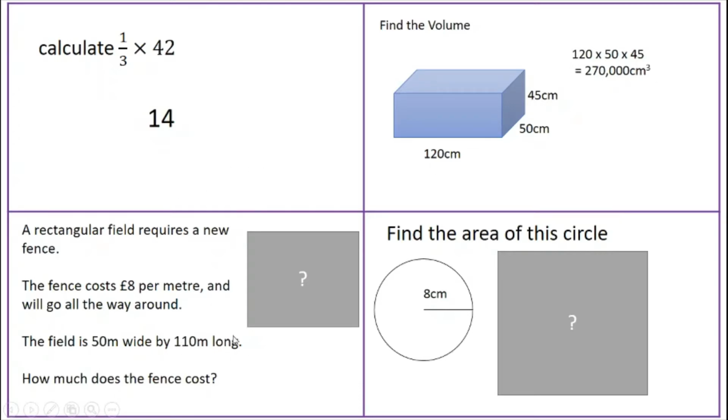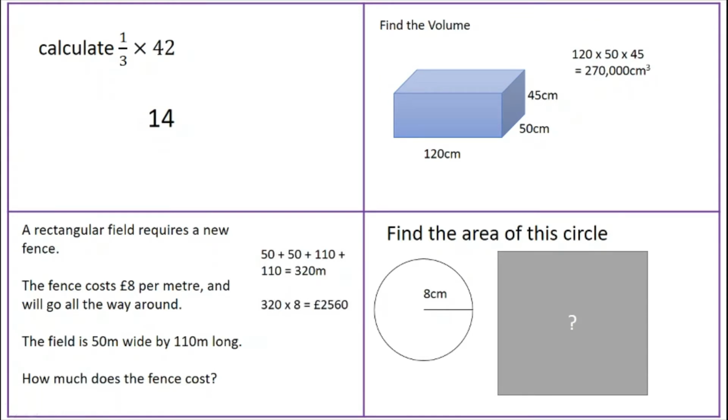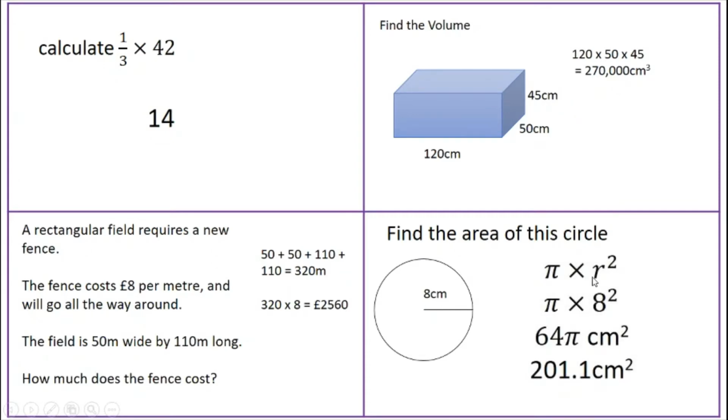The question about the field, well, first you need to know how big it is. It's 50 meters by 110. So we're going to add those together twice because the perimeter is all the way around and a rectangle has 4 sides. You'll get 320 for that. From there, you can times by 8 for the 8 pound per meter. 2,560.